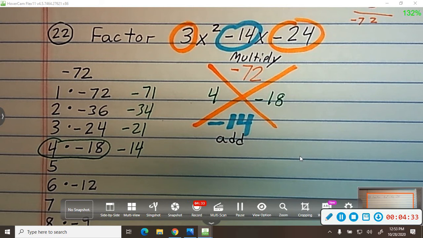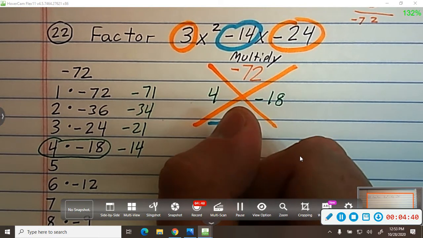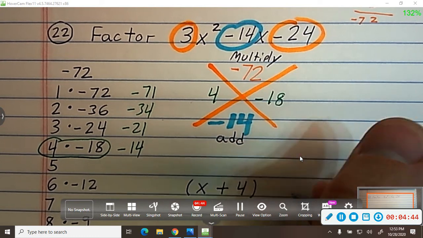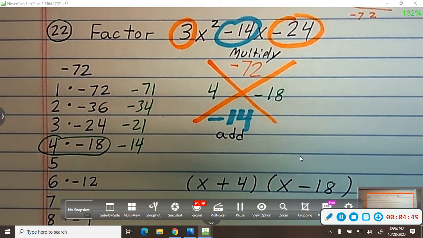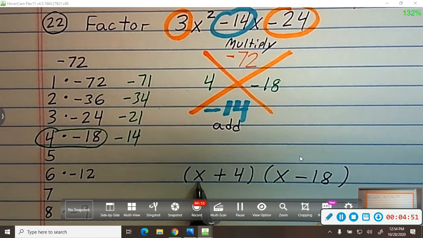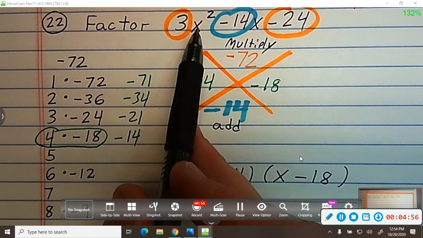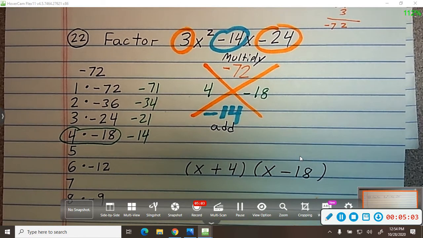Now from here, here's how it's different. Normally, you would do x with the 4, x with the minus 18. But that's not going to work because x times x is x squared. We need 3x squared. So there's this rule, and I didn't used to teach it this way, but I found that for most kids, it's the way that seems to work the best. So at the end, there's one more step.